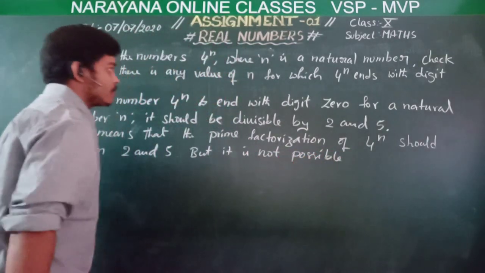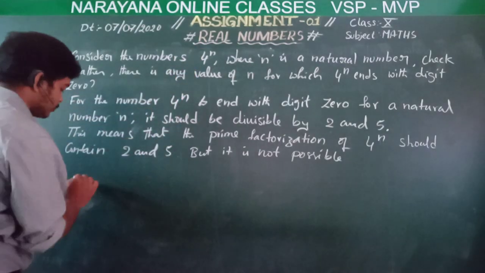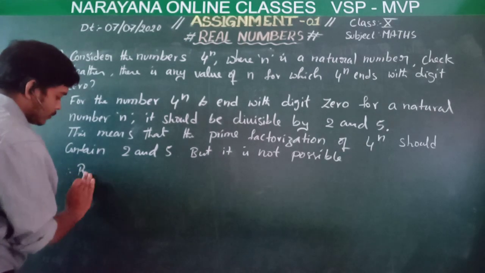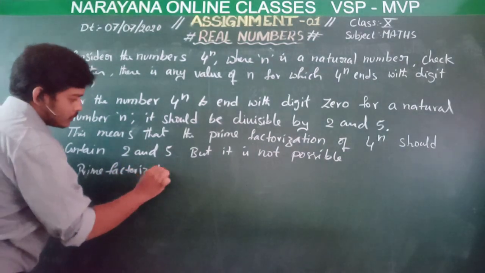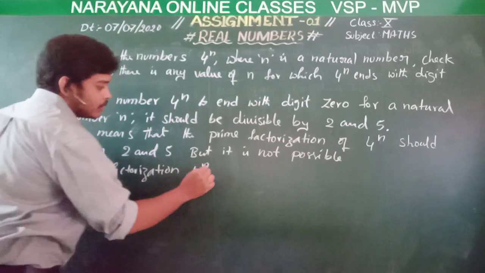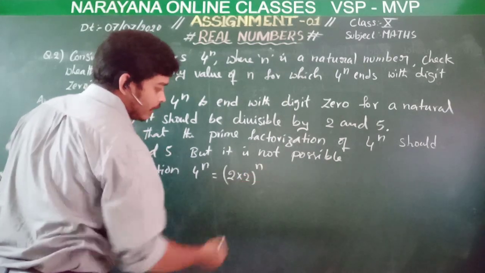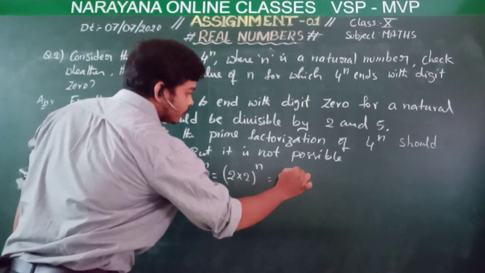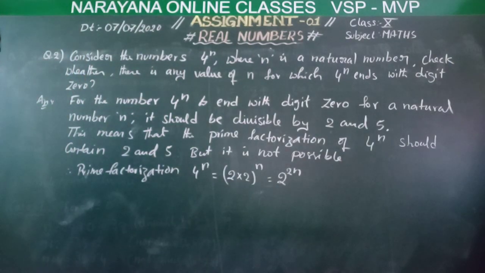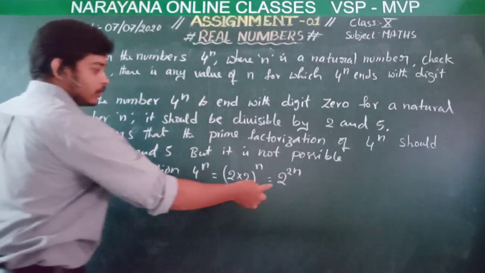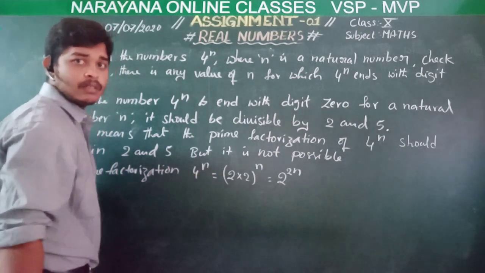See children, why is it not possible? The prime factorization of 4 to the power of n can be written as 2 into 2 whole to the power of n. It means we can write it as 2 to the power of 2n. Here 2 is the only prime factor. 5 is not there.